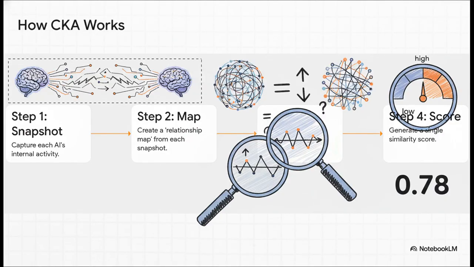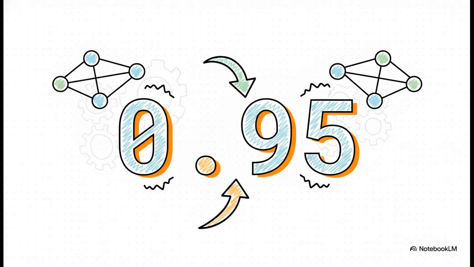And how it works is actually pretty elegant. First, you get a snapshot of what's going on inside two AIs while they're looking at the same stuff. Then, for each AI, you create what you can think of as a relationship fingerprint. You're not just mapping the activity, you're mapping how every point of activity relates to every other point. Then, step 3, CKA does the math to compare these two fingerprints. And finally, you get a single, simple score telling you how similar they are. And that score is super intuitive.